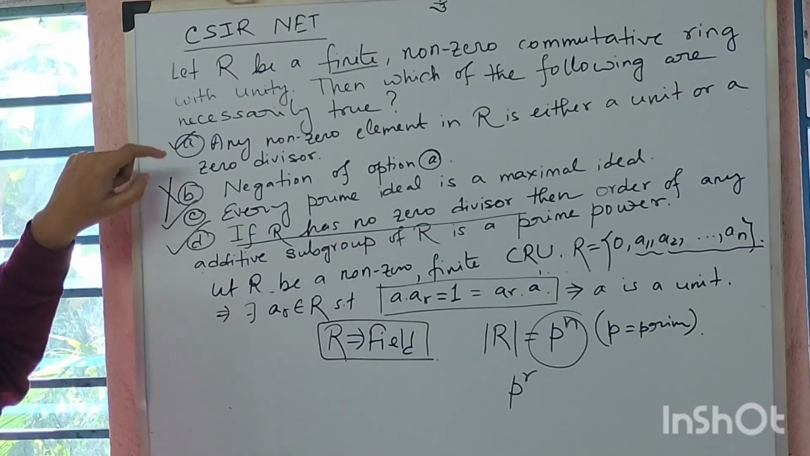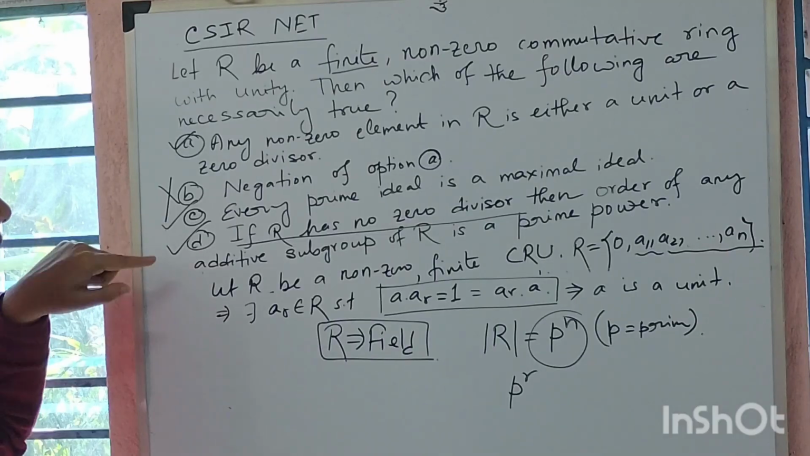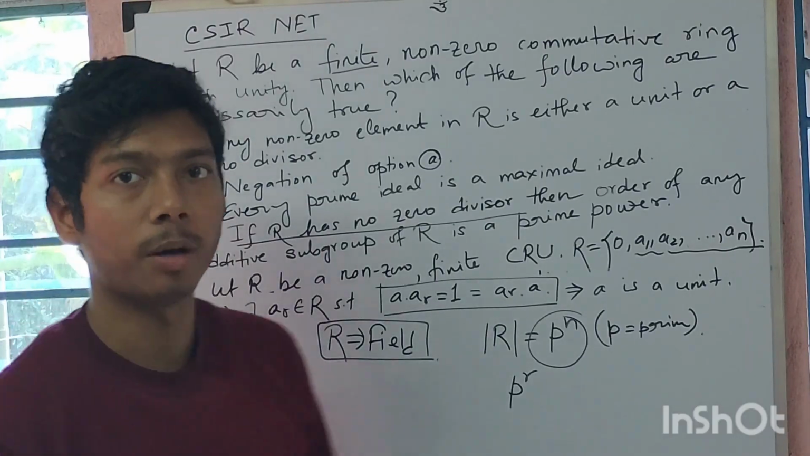So it's option A, option C and option D. These three are the correct options.